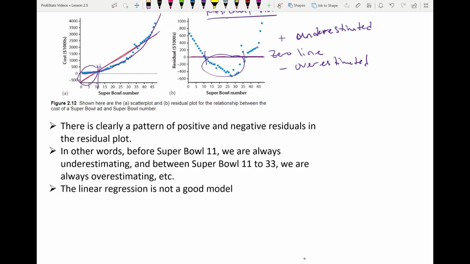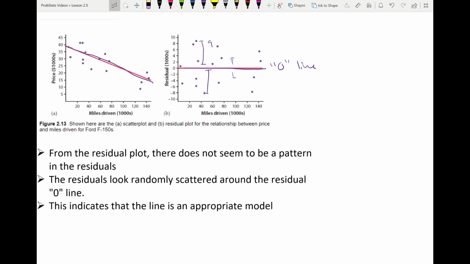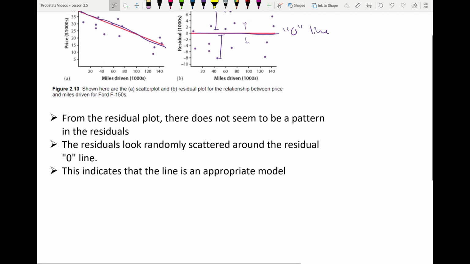So here, this residual is 600. Down here, this residual is at -600. So very large residuals. This one over here is 1,000. So the residuals are quite large in this one. So definitely that adds to the fact that it's not a good model. And then if you look at this one, very, very small residuals and scattering in the randomness about the zero line. So this is a good model. This indicates that the line is an appropriate model.